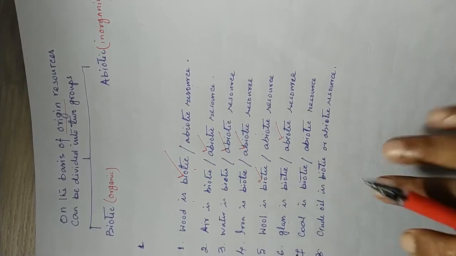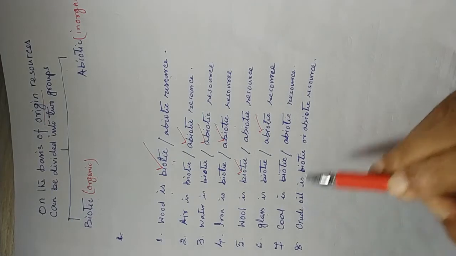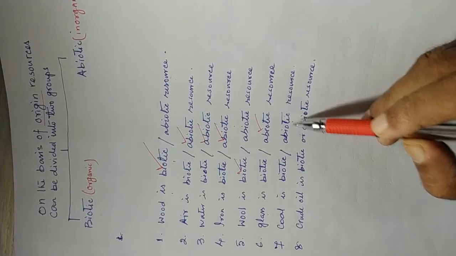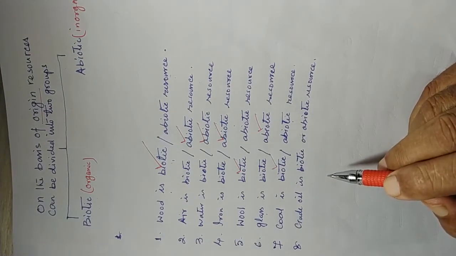Now, is coal biotic or abiotic? Coal is biotic because it is fossil of plants. It is formed out of fossils of plants, formed due to high pressure and temperature over millions of years.